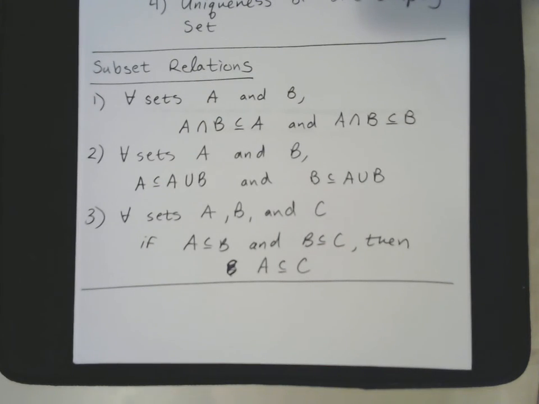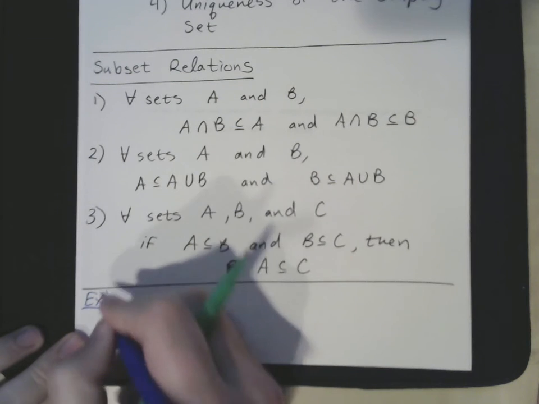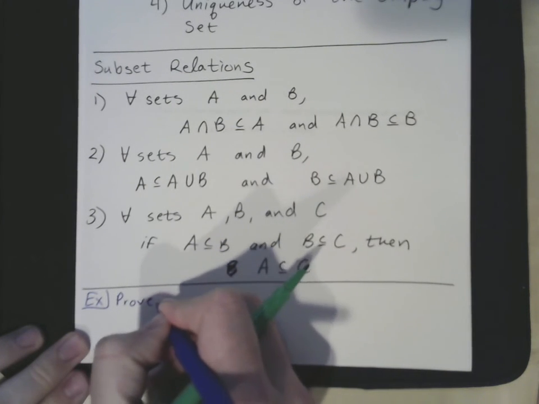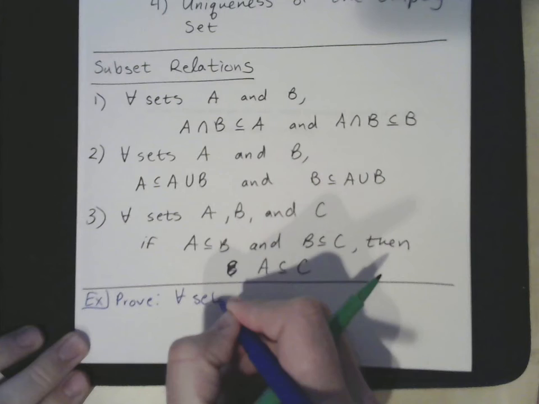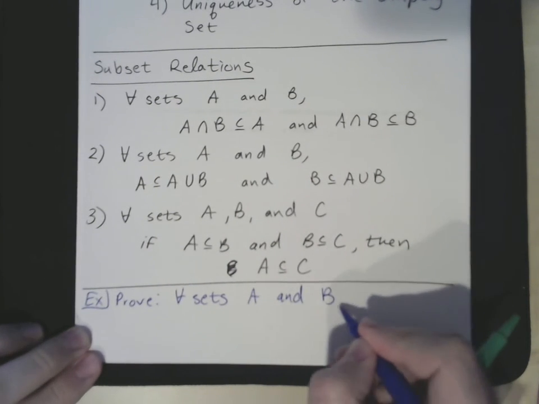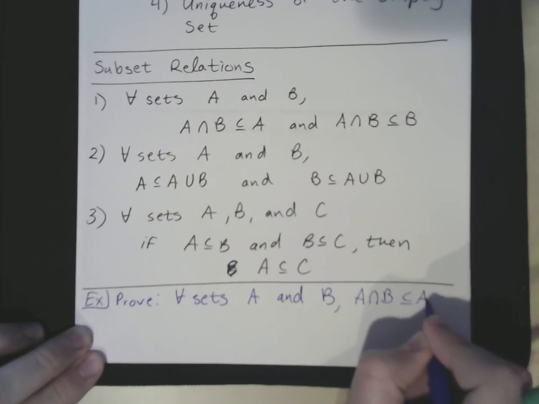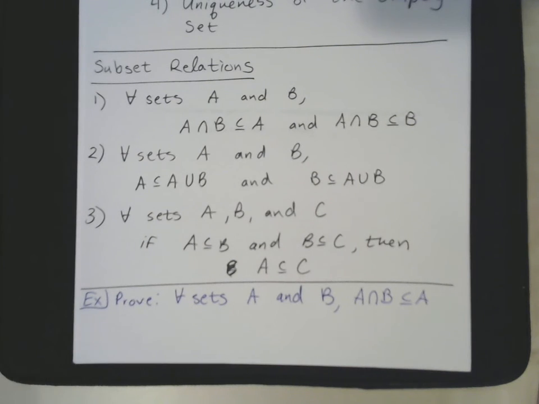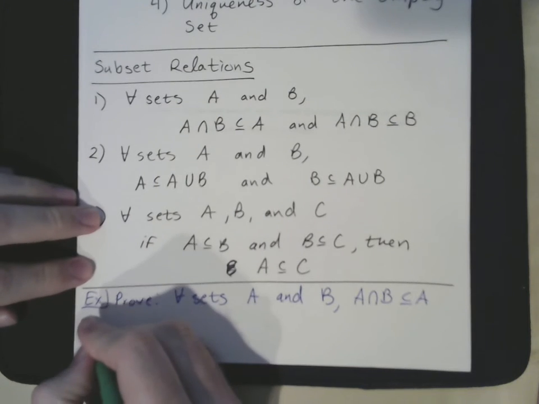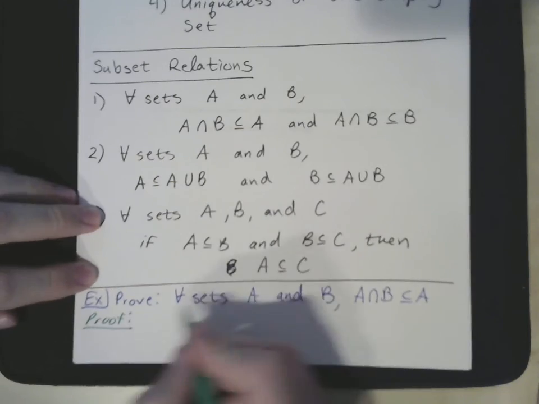So we're going to do a quick little proof of the first relation here. And I say quick because it's about 1 line. So we're going to prove for all sets A and B, A intersect B is a subset of A. Like I said, this is a very, very short one. So short I can fit it into this little space.